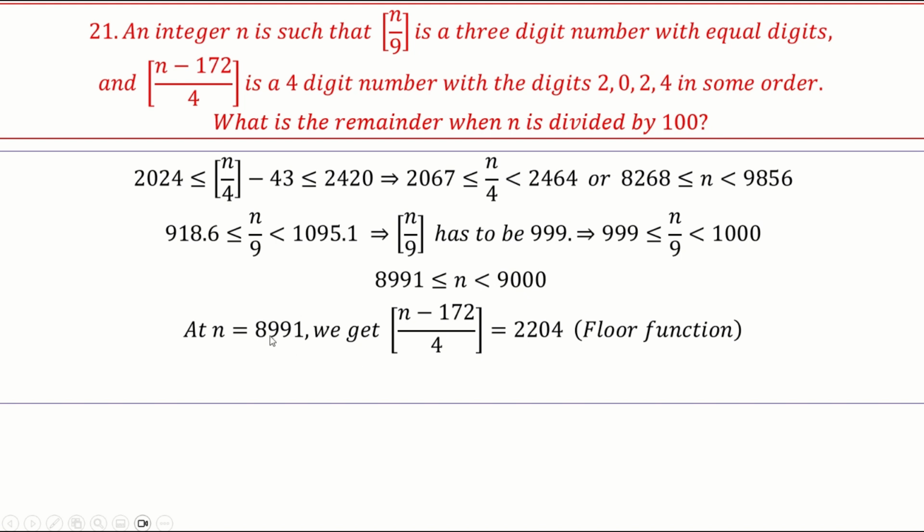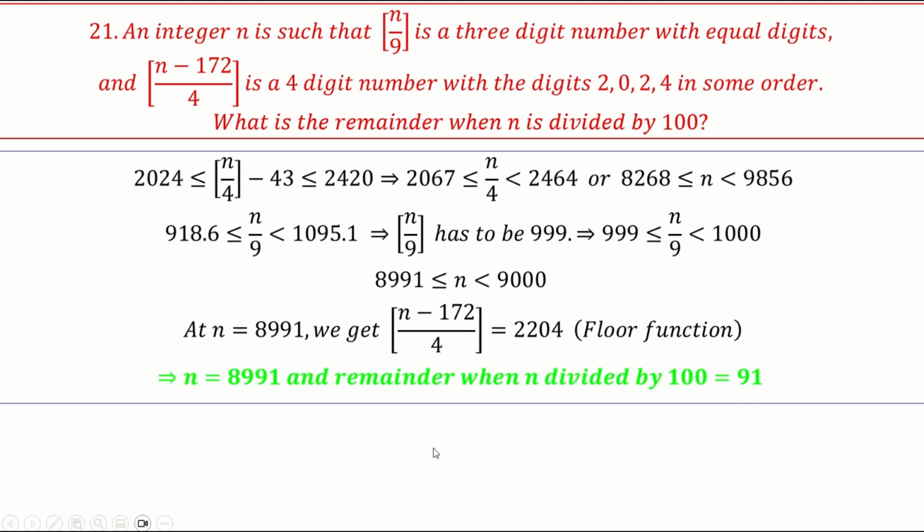If you take n equal to 8990, then floor of (n minus 172) by 4 gives 2204, which is not the exact definition we need with this floor function. So that means n has to be 8991. That's a possible value now. So if n equals 8991, then the remainder when n is divided by 100 is 91. This is the last two digits of n, which is 91.